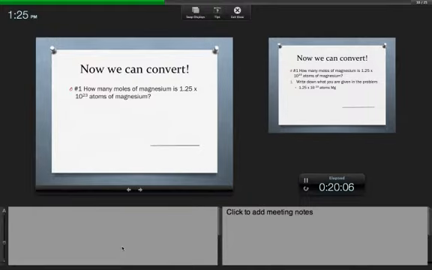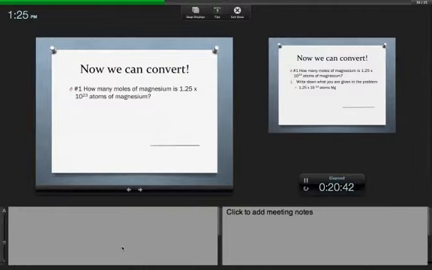Okay? All right, so number 1 says, how many moles of magnesium is 1.25 times 10 to the 23rd atoms of magnesium? So first of all, does this problem give me a conversion factor? No. It tells me what I need to convert, but it doesn't give me a conversion factor. So it's wanting me to go to moles, and I'm in atoms. So I need a conversion factor from moles to atoms. So does anyone know what it is?